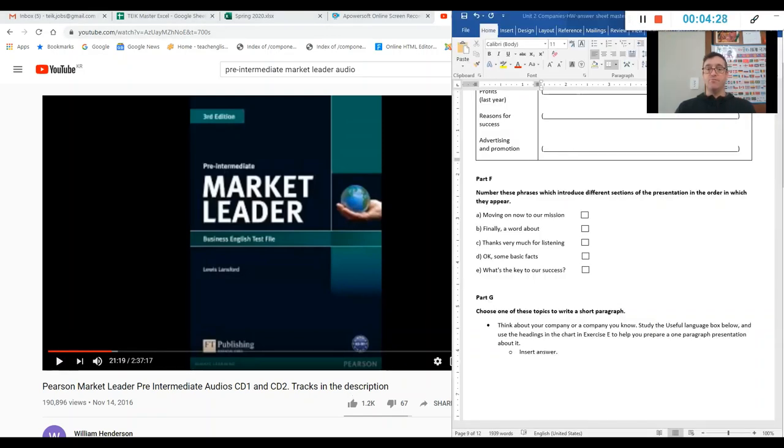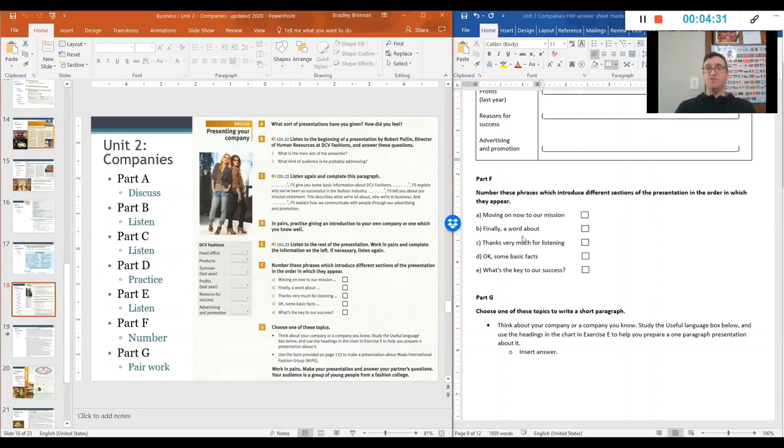Now, you're going to do part F. Number these phrases which introduce different sections of the presentation in the order in which they appear. Moving on now to our mission, finally a word about, thanks very much for listening, okay, some basic facts, what's the key to our success? So let's listen to the tape script again.